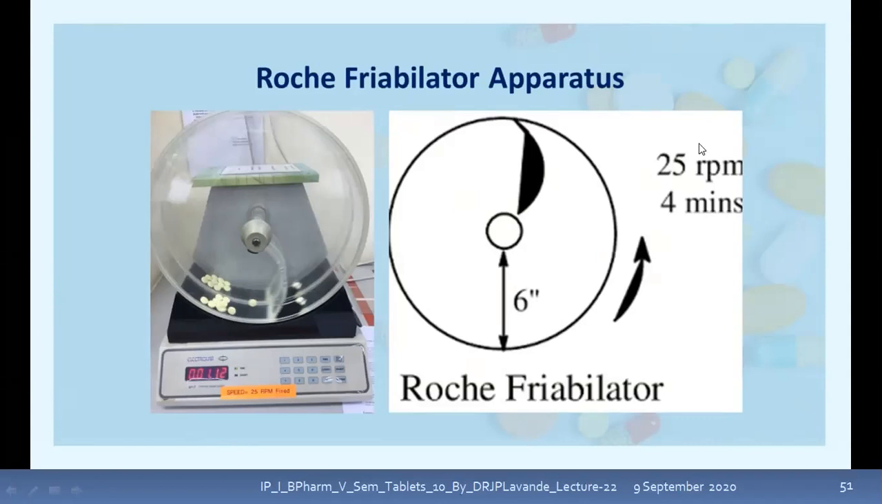So 25 RPM is the speed, and it will rotate for a period of 4 minutes in order to get the 100 rotations, at 25 rotations per minute. Okay.